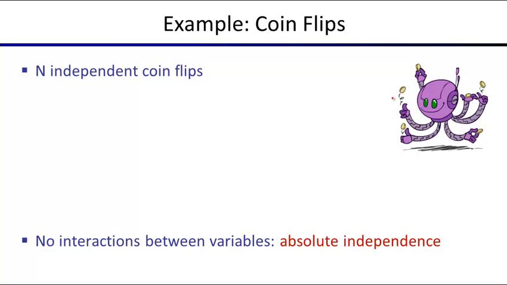Okay, coin flips. What would be the graphical model or Bayes net for the coin flip domain? N coin flips. So N independent bubbles, right? So something that looks like this, that's the graphical model because they don't influence each other. Whenever there's no influence at all, there will be no arrows, and you have absolute independence.